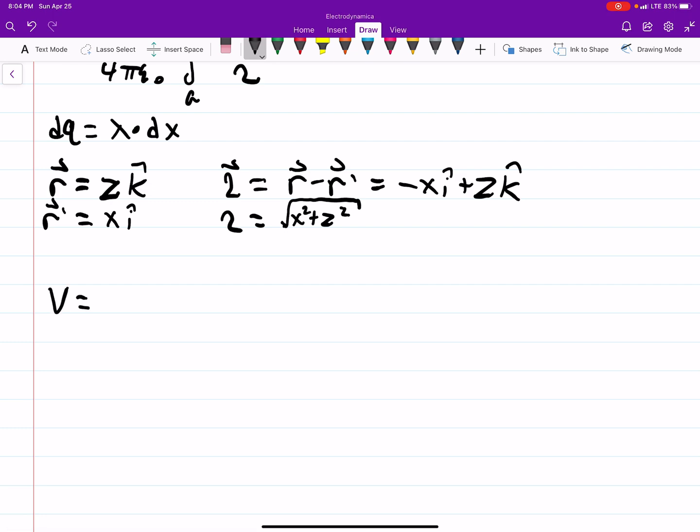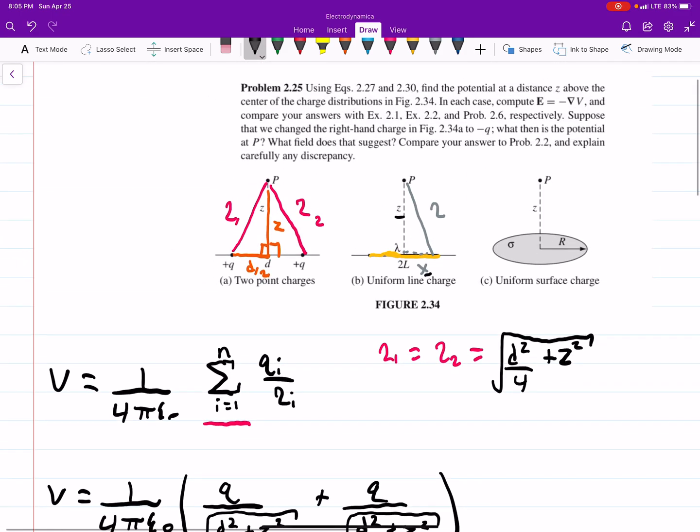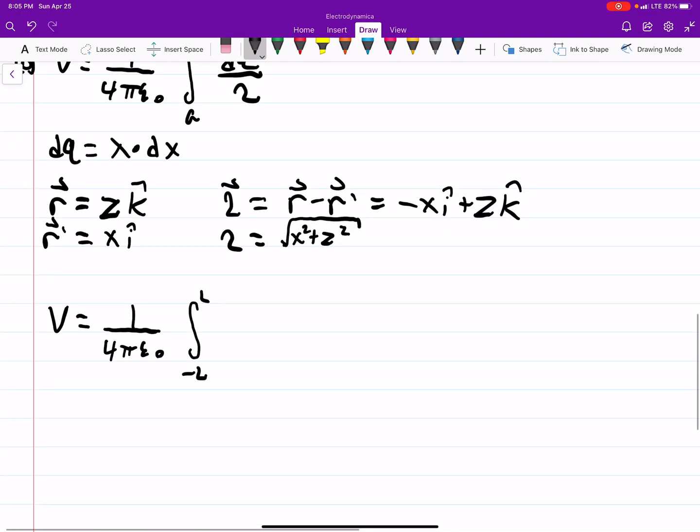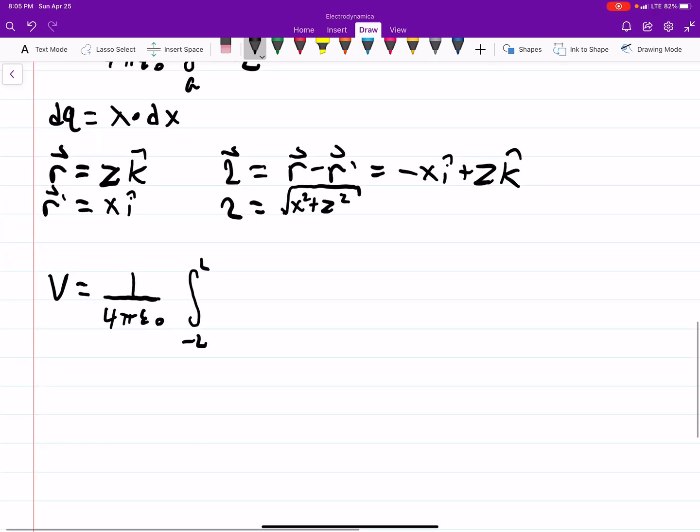Then your potential is going to be 1 over 4 pi epsilon naught. We're going to integrate from negative L to L. So that line of charge has a length 2L, and if it's got perfect symmetry, which it looks like it does, this part is negative L, and this part is L. So that's our bounds of integration. And then we'll have lambda over the square root of x squared plus z squared dx.